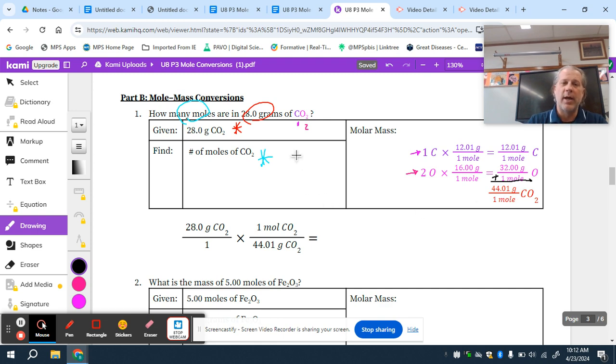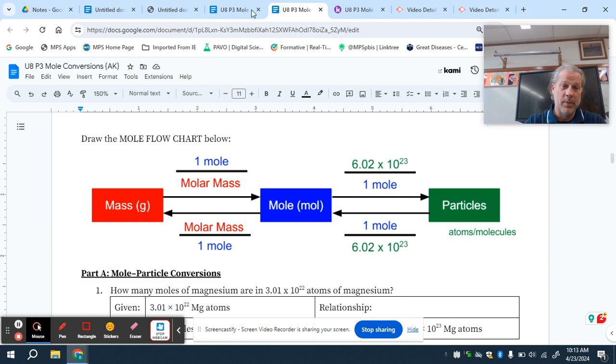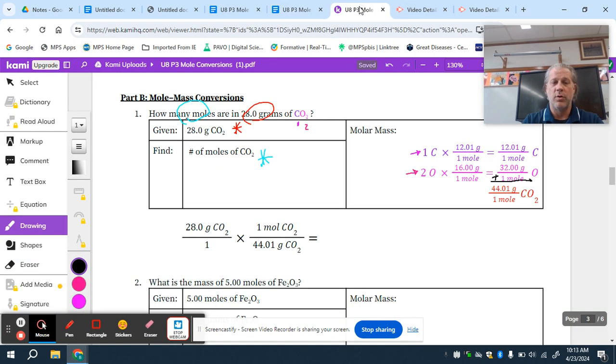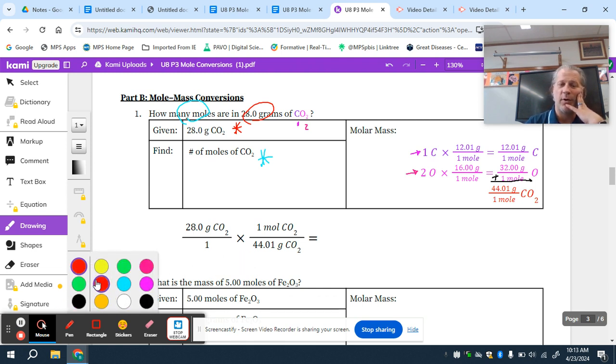And then I add those together and I get the molar mass of 44.01 grams in 1 mole of carbon dioxide. So again, going back to my mole flow chart, it says that if I'm going to go from mass to mole, my molar mass has to be on the bottom. So I put the molar mass at the bottom right here, and I put 1 mole on top.